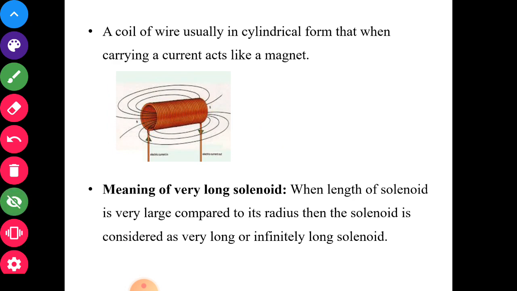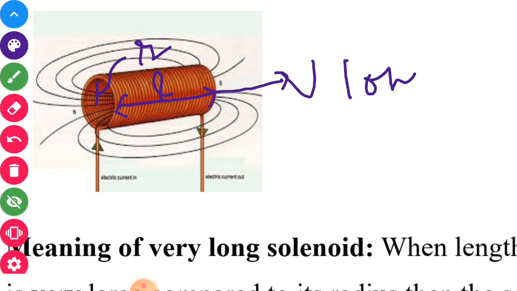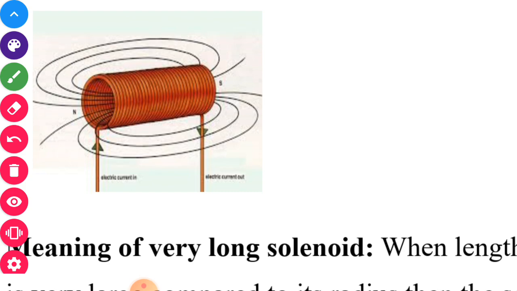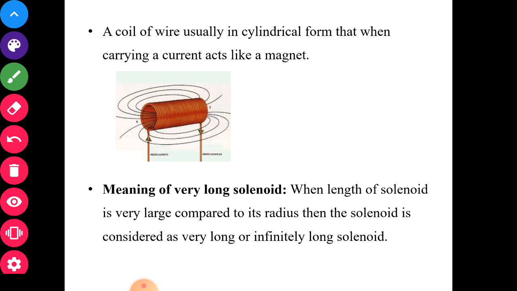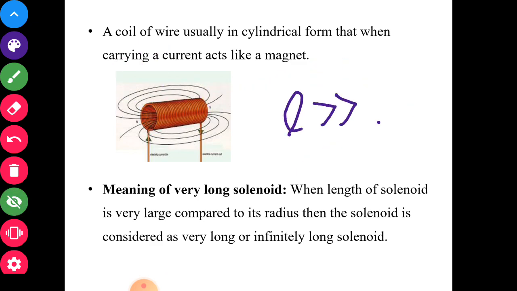You can see here, this is the length of the solenoid. If this length is large in comparison to the radius, this is the radius, okay, then this is said to be a very long solenoid, or it can be considered to be an infinitely long solenoid. Okay, so this is the condition for an infinitely long solenoid: the length must be very large in comparison to the radius of the solenoid.